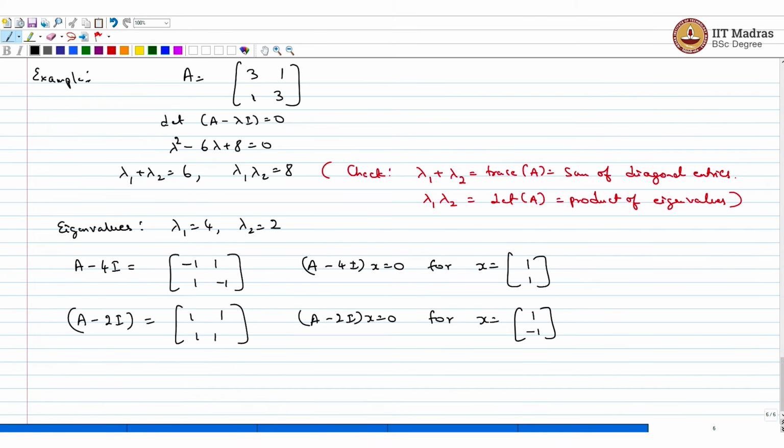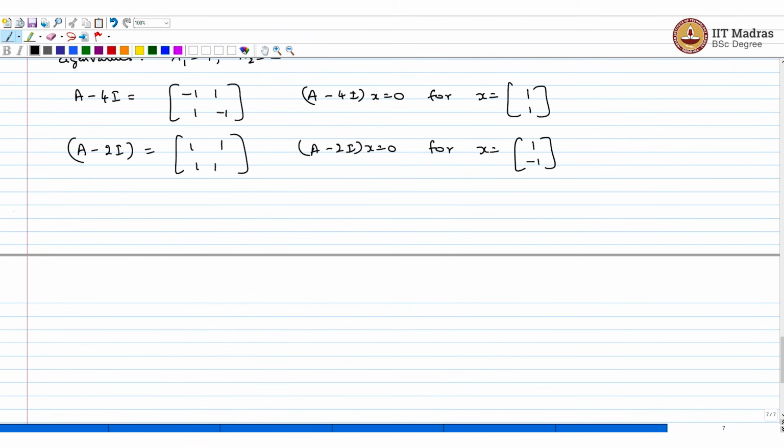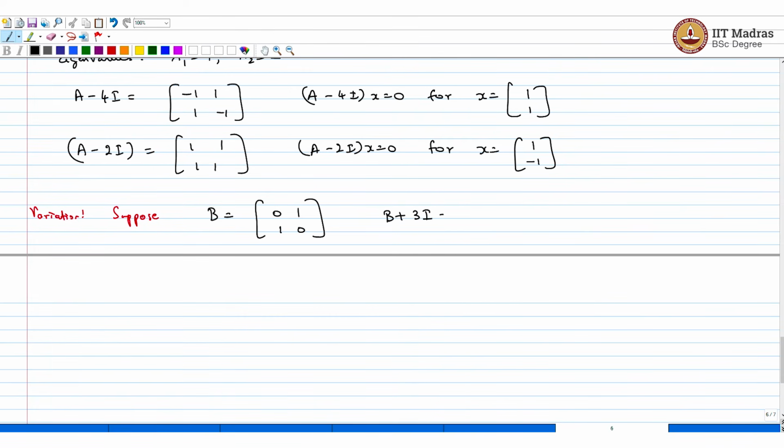Okay, so that was a simple example where the eigenvectors could be easily found. Anyway, here is a variation of this matrix. Suppose I make up a matrix that is very closely related to A. So, say B = [0 1; 1 0]. Then how is this related to A? B plus 3I equals A.